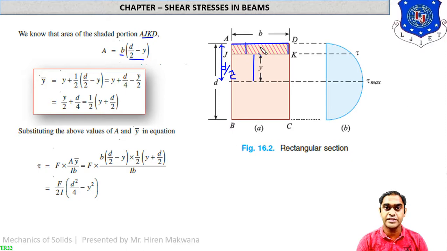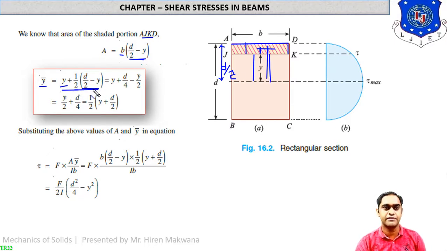If you want to find the CG of this strip, the distance of CG from the JK layer is half of D by 2 minus y. Half of this bracket, remember this. So here it is written half of D by 2 minus y. Plus you can add y to reach the neutral axis. So y is added and you get y bar. What is y bar? Y bar is equal to the CG of this strip from the neutral axis, that is, half of the depth of the strip plus y.